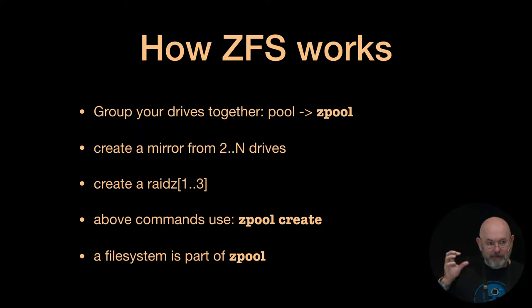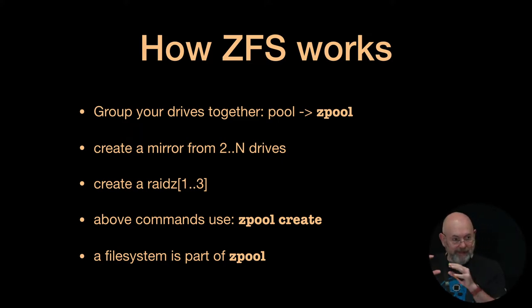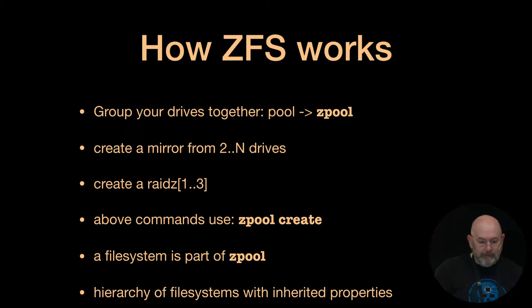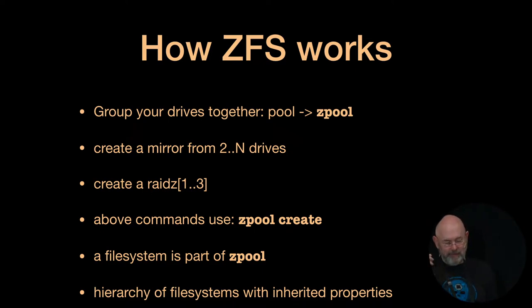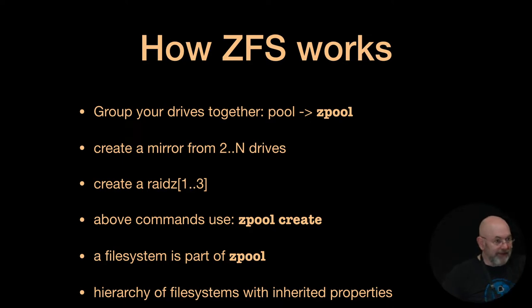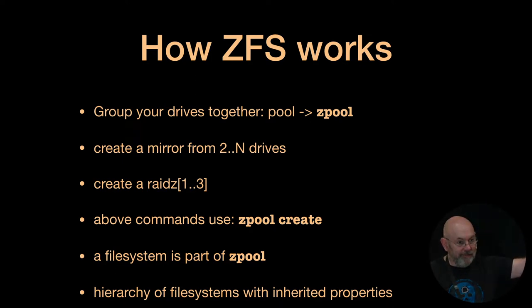A file system is part of a zpool. So you put your drives in the box, you say, okay, these drives are gonna be this zpool, and then in that zpool, you create a file system, because you're drawing from your pool of disks to create a file system. A file system can have inherited properties. So if you say, okay, this zpool, I'm gonna put compression on, you can say everything below it is gonna have compression on, such as slash var. Then var temp, var db, whatever else is created in there by default will have compression on. You can override it at any step along the way.